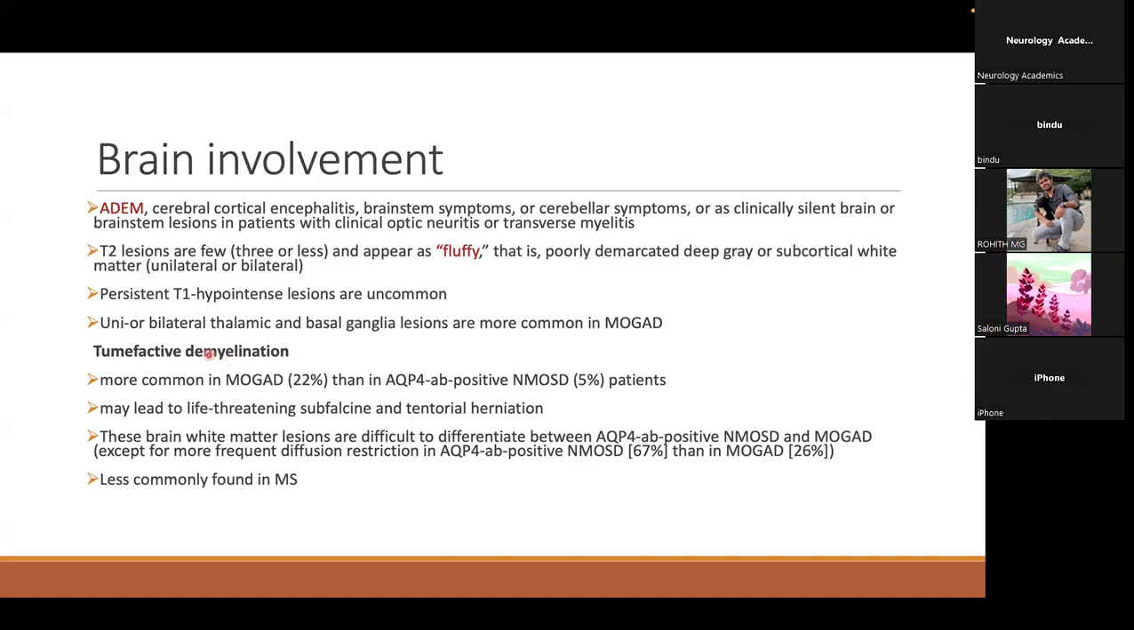And sometimes tumefactive demyelination can be seen, in around 22% of the cases. And if it is there, it can be life-threatening also, because subfalcine and temporal herniation can occur. So this is difficult to differentiate, whether it is MS, NMOSD, or MOGAD. However, in NMOSD, more frequent diffusion restriction might be seen.